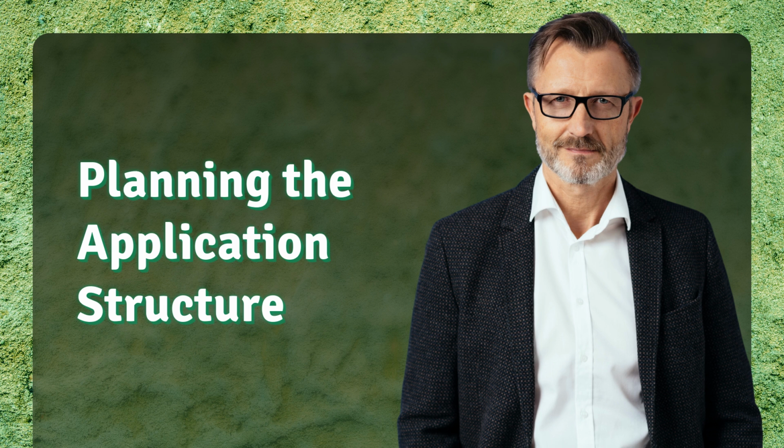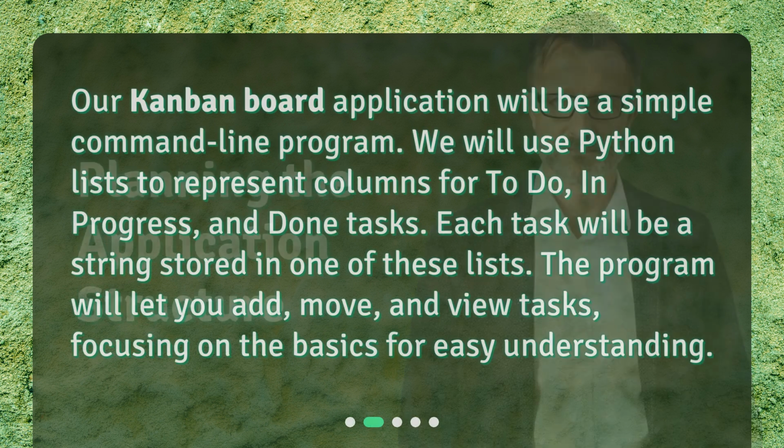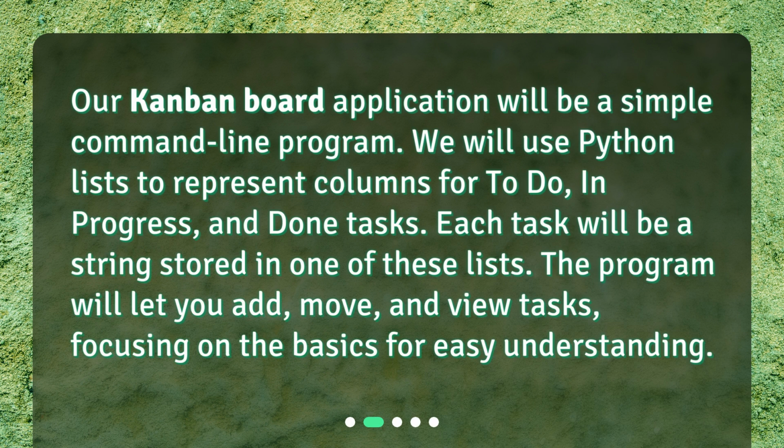Planning the application structure. Our Kanban board application will be a simple command line program. We will use Python lists to represent columns for to do, in progress, and done tasks. Each task will be a string stored in one of these lists. The program will let you add, move, and view tasks, focusing on the basics for easy understanding.